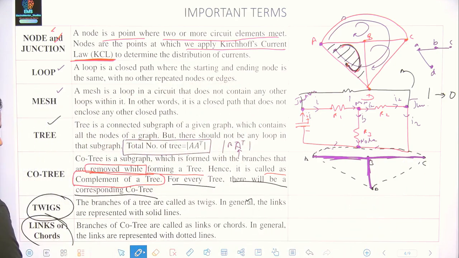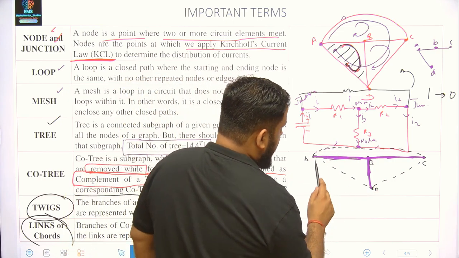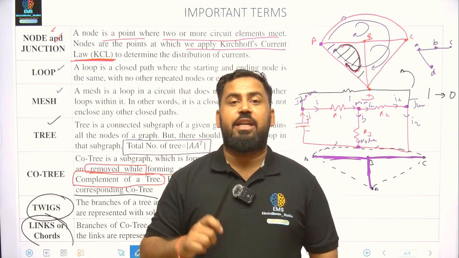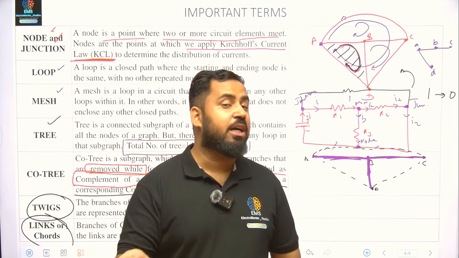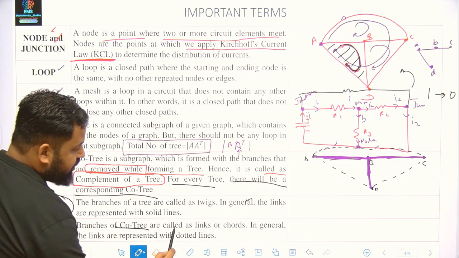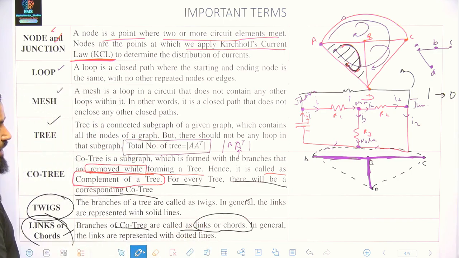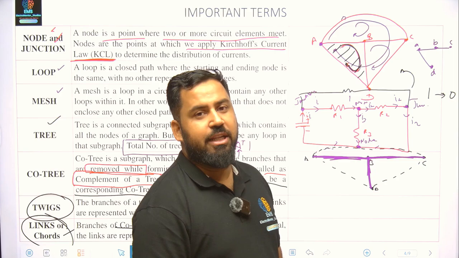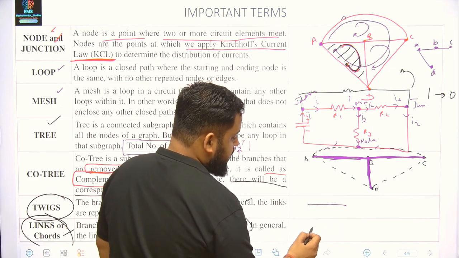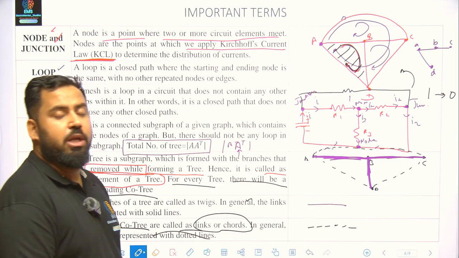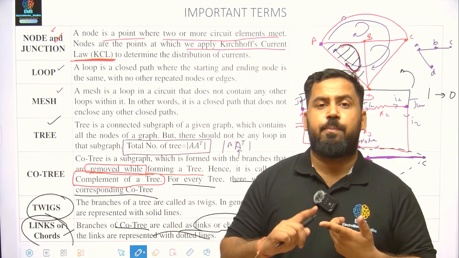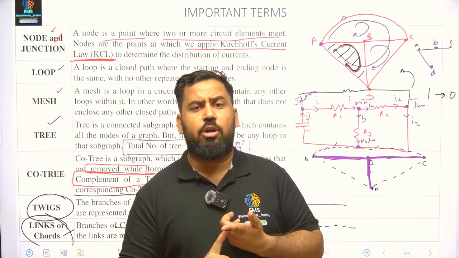Then we have links and chords. Links or chords are all those dotted lines which are left out when we have constructed a tree. So branches of the co-tree are called links or chords. These are generally represented by dotted lines. So solid lines for tree, for twigs, dotted lines for links. I hope you all remember these terms. Twigs, branches of tree; links or chords, branches of co-tree.